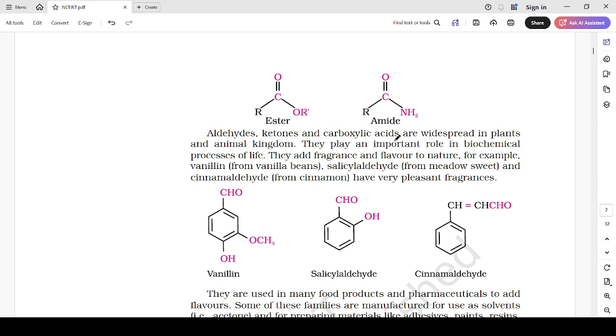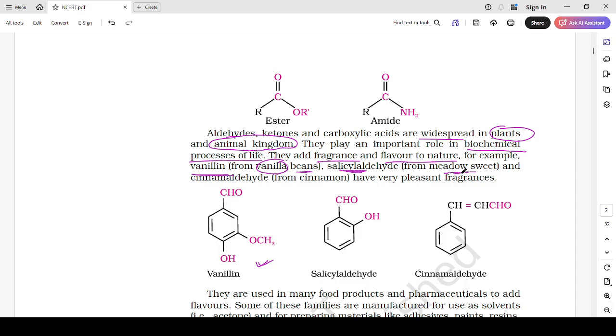Aldehydes and ketones, carboxylic acids are widespread in the plant and animal kingdom. Most of the things present in your body or which you use for flavoring, scents, etc., play an important role in the biochemical processes of life. They add fragrance and flavor to nature. For example, vanillin. Look at the structure of vanillin, which is obtained from vanilla beans. The essence that you had, vanilla, that essence.